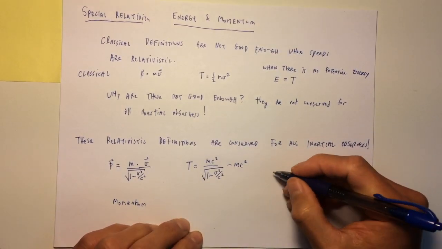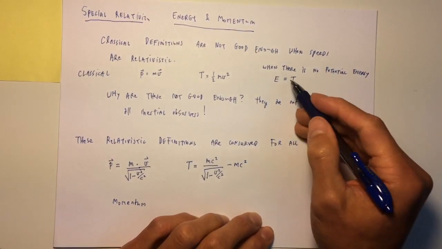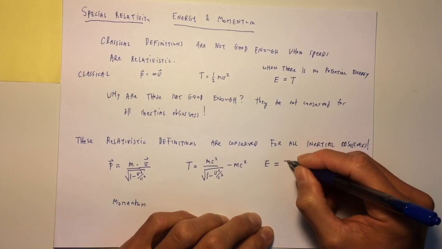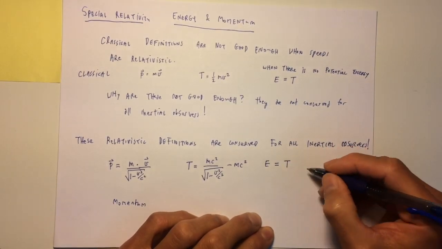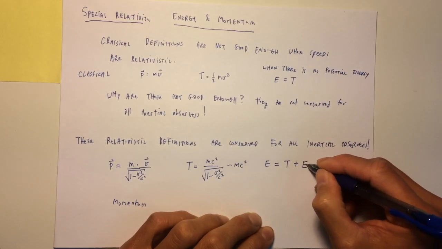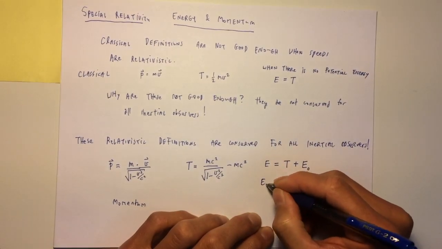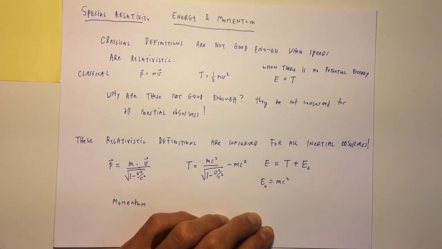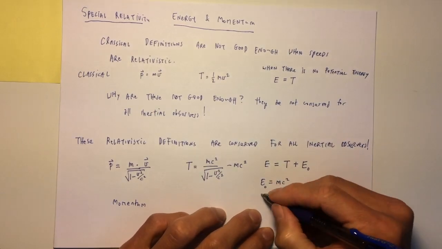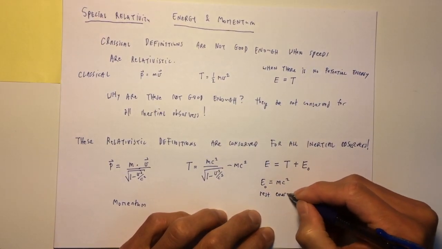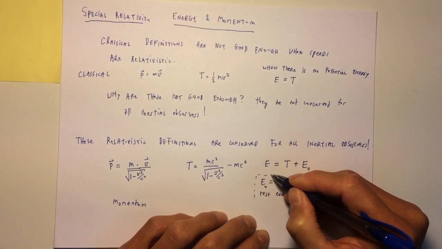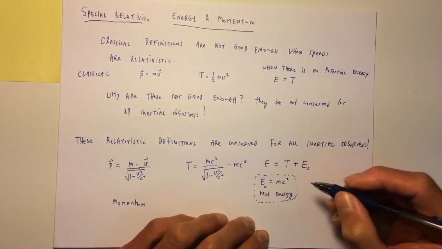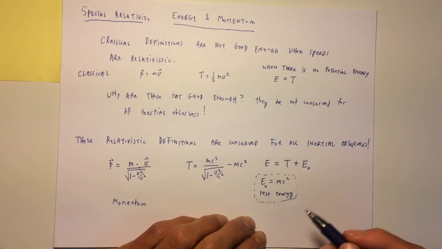When there is no potential energy, the total energy is going to be the kinetic energy plus something called E sub 0, where E sub 0 is called the rest energy. It's equal to mc squared. So this is called the rest energy, and this is one of the most famous equations in all of physics. E equals mc squared is right here. It's associated with rest energy.